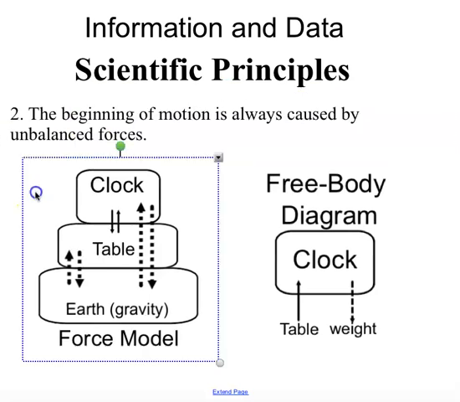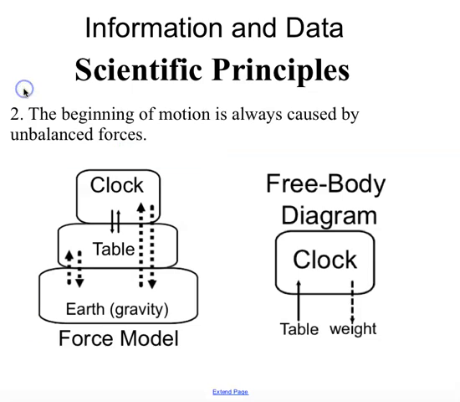Number 2 says the beginning of motion is always caused by unbalanced forces. Now, if we think to ourselves, okay, in the claim, we wanted to know why the clock is not moving. Well, if it's not moving, there is no motion. But here it says all motion is caused by unbalanced forces. That's huge. You're definitely going to want to use number 2. Now, if you don't use scientific principle number 2, you're not going to get a proficient.